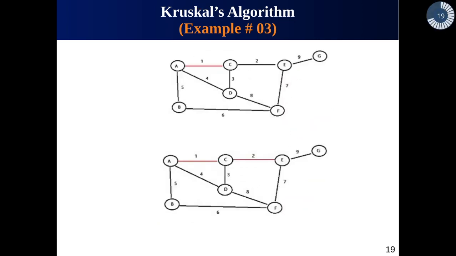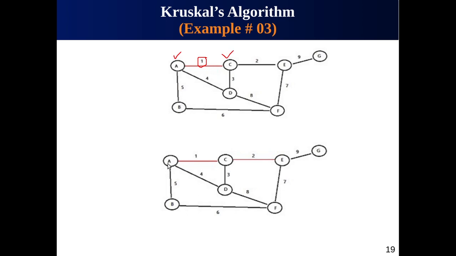Finally, let us see a third example. I would rather say that you could try this example by yourself. Only 2 steps are mentioned here. First, you have to give concentration to the numbers associated with each edge. The lowest number is 1. So mark this edge as red. Now these 2 nodes or vertices are now active.